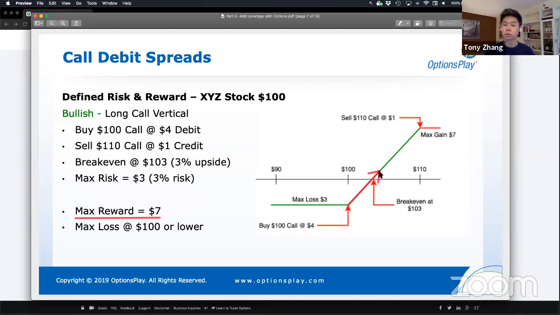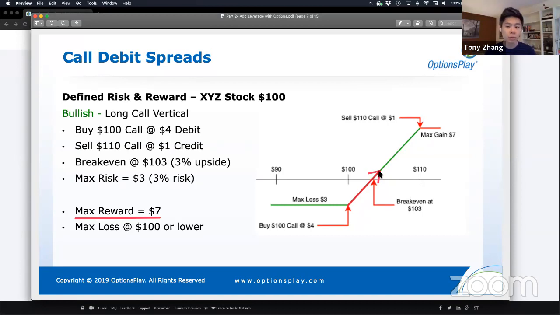Not the best risk reward ratio, but certainly a hell of a lot better than risking $4 to make $1, when you're risking $3 to make $2. That's a 66% return versus just a 25% return on your capital. So this is really how you go about utilizing options to your advantage, by combining buying versus selling options.